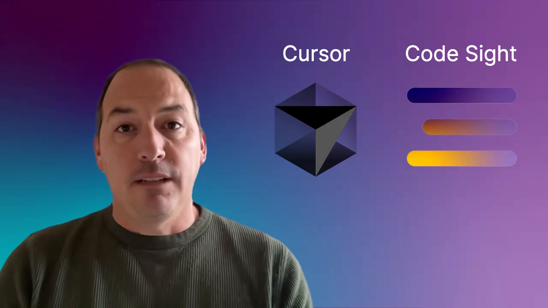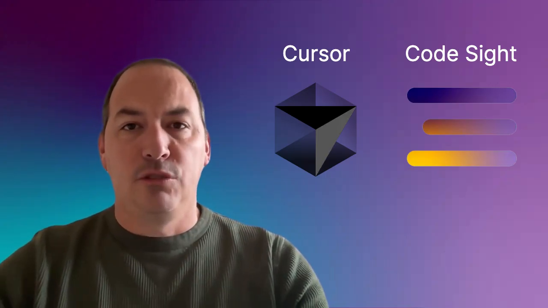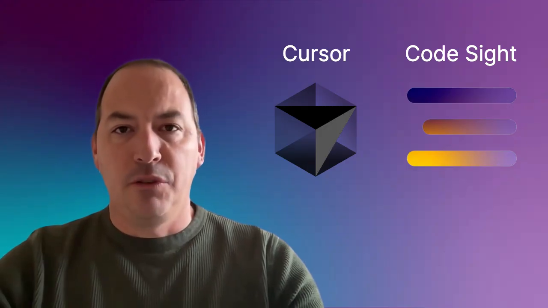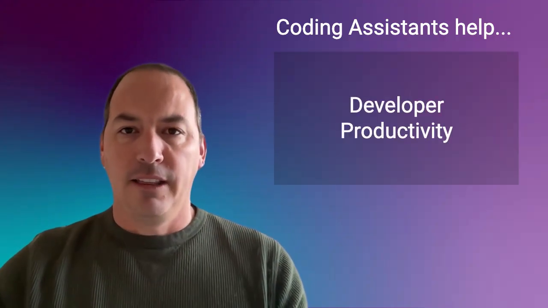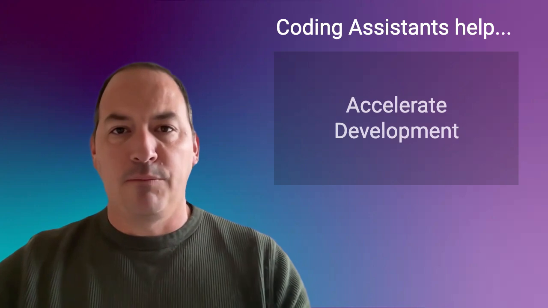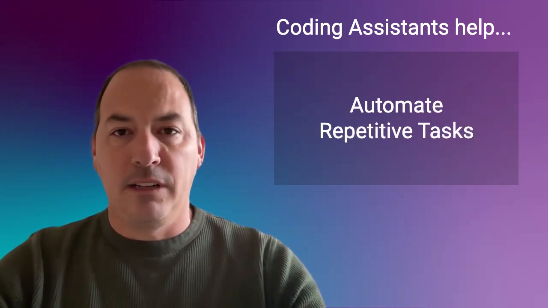Today, we're going to combine the Cursor AI coding assistant with the Black Duck Code Sight IDE plugin to update a banking application to enable it to transfer some money from one account into another. Now, the great thing with coding assistants like Cursor is that they really help improve developer productivity. They accelerate development processes. They can help automate repetitive tasks as well.